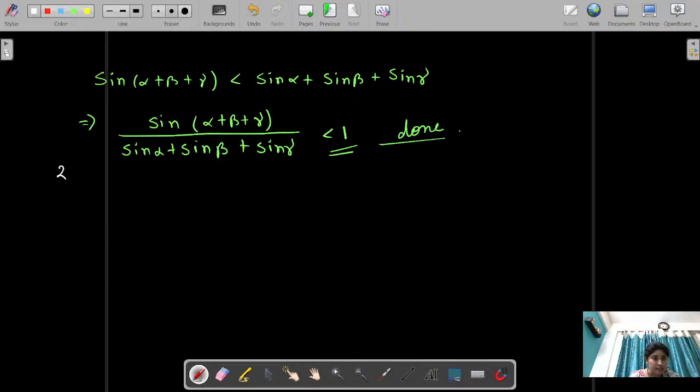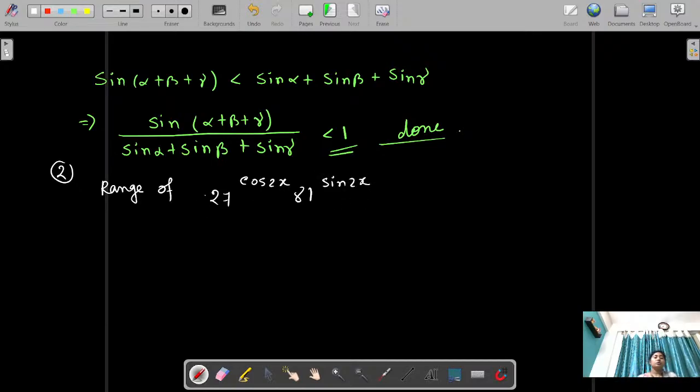Let us move to the next sum. The next sum is number 2. We have to find the range of 27 to the power cos 2x times 81 to the power sine 2x.